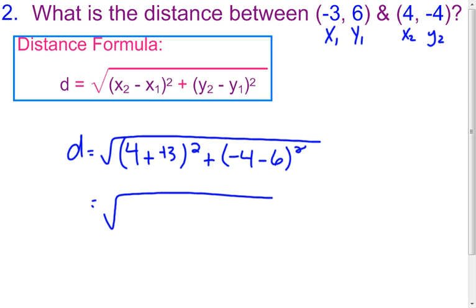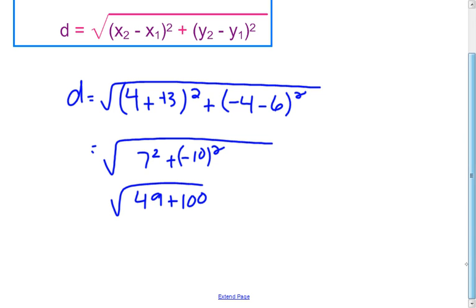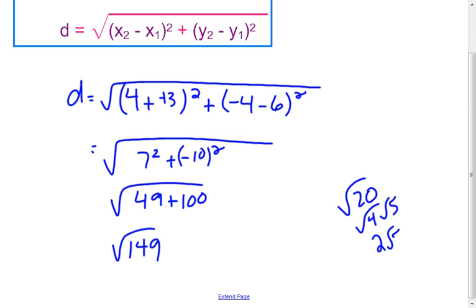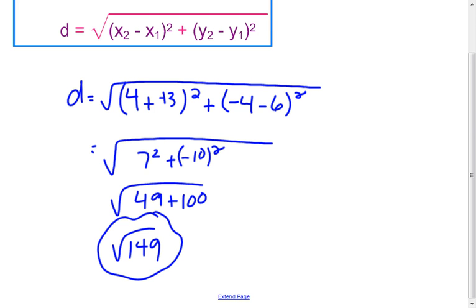So I have 7 squared, plus negative 4 minus 6, which is negative 10, squared. Of course, 7 squared is 49 and negative 10 squared is 100. When I add those two together, I have the square root of 149. You're going to want to try to break that down if you can. For instance, if it came out to be the square root of 20, you would want to make that 4 times 5 and make that 2 root 5. The square root of 149 does not break down. It's not a whole number, but it doesn't break down either, so I will leave it just like that.